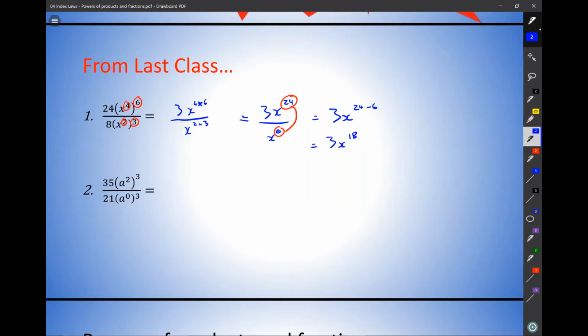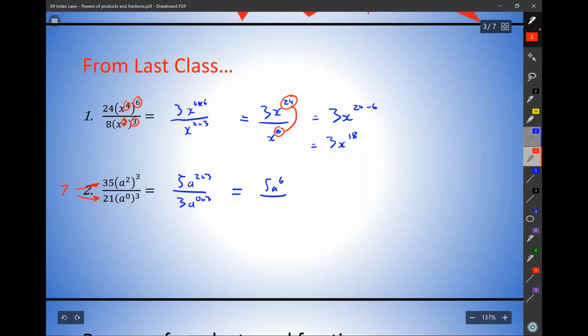Okay, and now in the second example, 25 divided by 21, we can divide 7 into both of those numbers and end up with 5 over 3. And now we have a 2 times 3, 0 times 3. So we end up with 5a to the power of 6. Now, something to notice here is we have a 0, which means our a term on the bottom is just going to go to 1. So our answer is 5a to the power of 6 over 3.